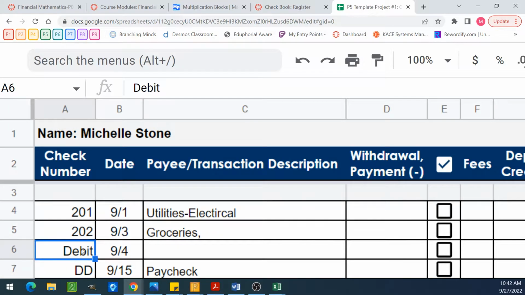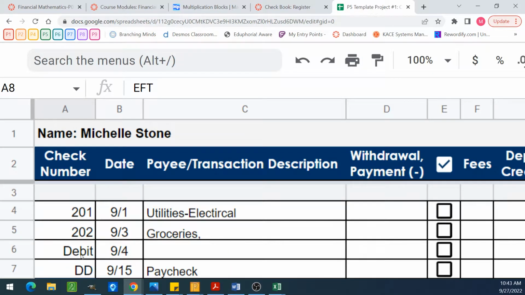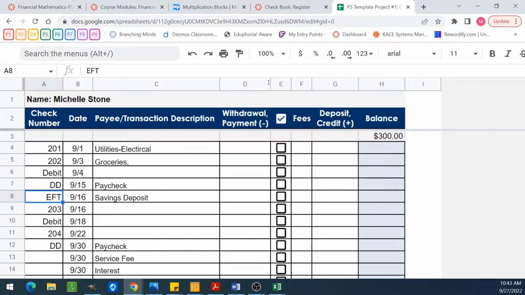Okay, so debit, what's debit mean, y'all? Good, what does DD mean? Direct deposit, good, that's gonna be a question on the test. Make sure you know DD means direct deposit. What does EFT mean? Electronic funds transfer, okay, it usually means online in your banking account.